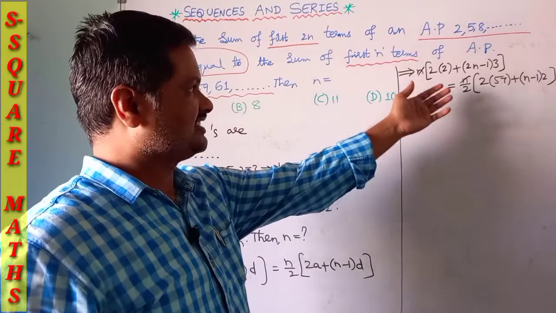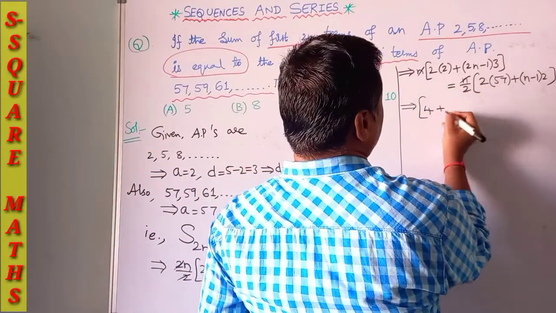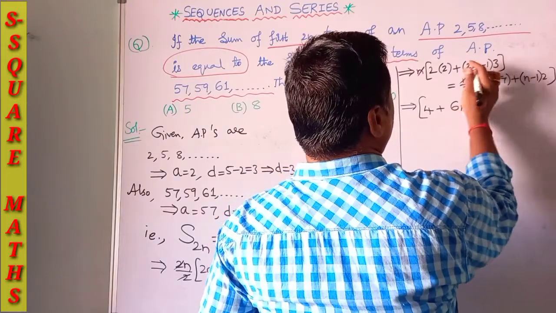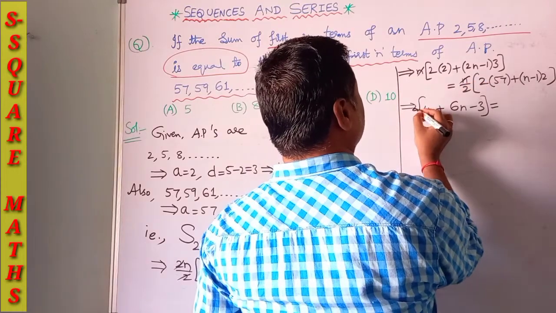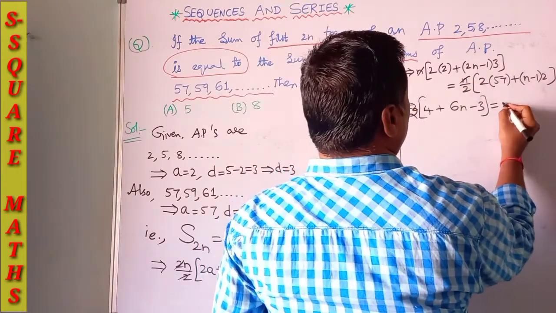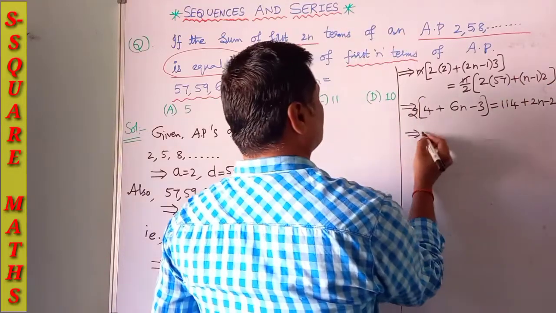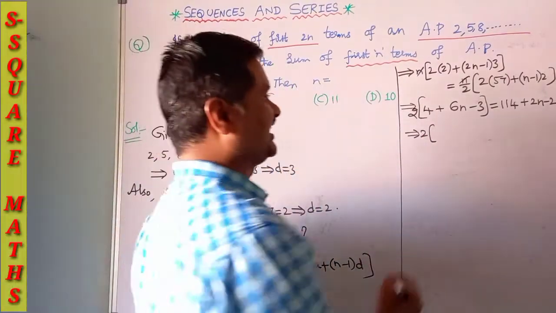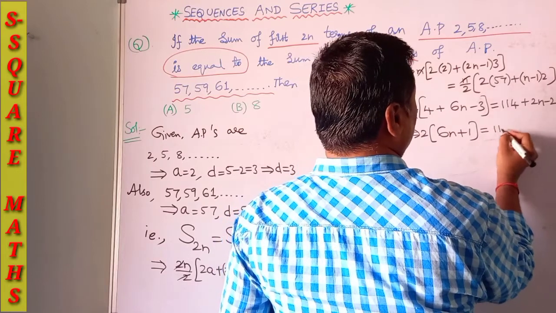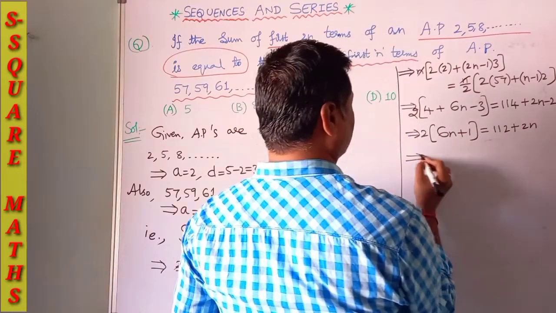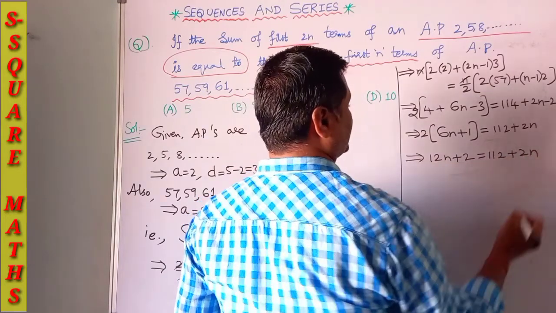Since it is a simplification part, we will do the direct steps here. So 4 plus 6n minus 3, multiplying with 3, is equal to, and here you have by 2, cross multiplying, you are going to get into 2 here. So this is 114 plus 2n minus 2, again multiplying with 2. So considering the like terms, 6n plus 1 is equal to 112 plus 2n. So now I can write 12n plus 2 is equal to 112 plus 2n.